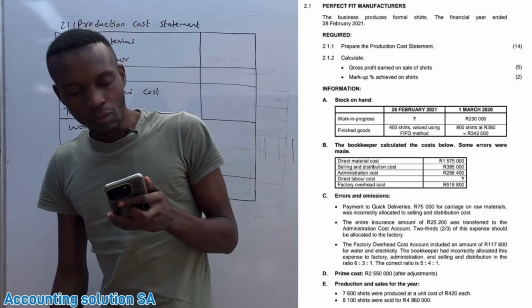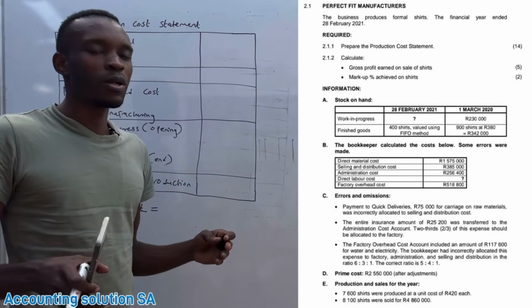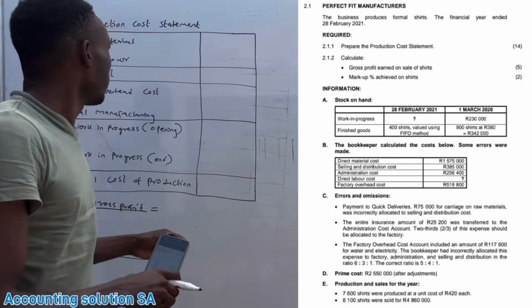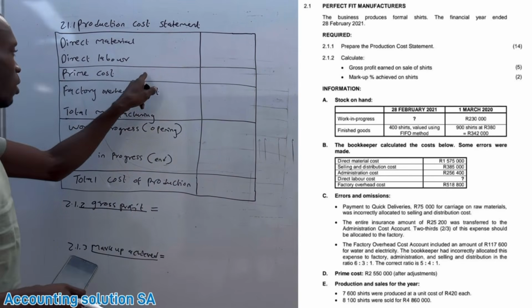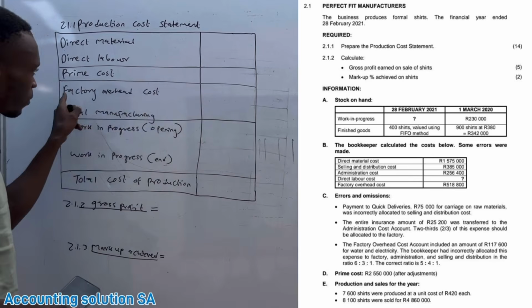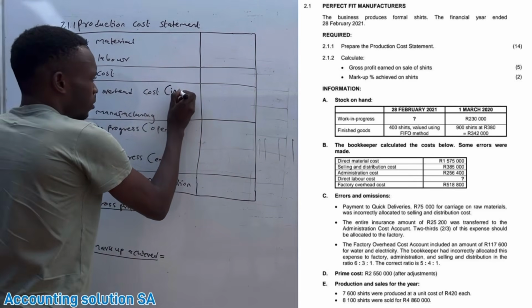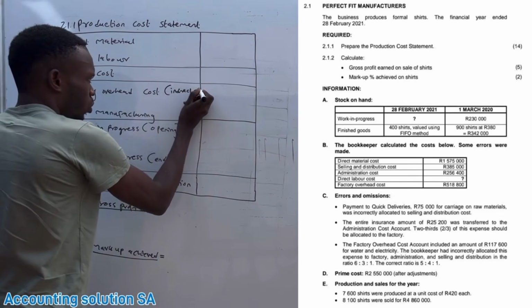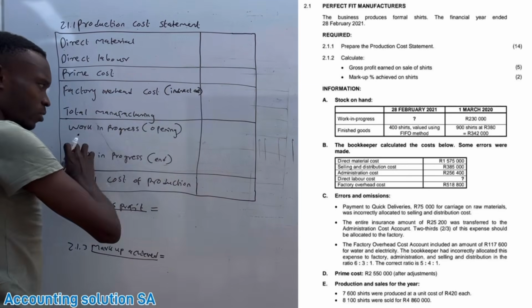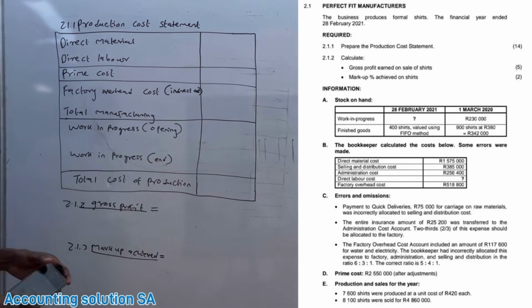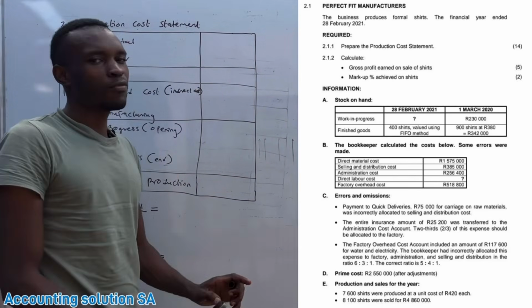When you calculate a production cost statement, guys, know the format like you did when you prepared the income statement and balance sheet. You start with direct material plus direct labor, which is going to give you the prime cost, and you add factory overhead, which we also call indirect cost. When you add this, it's going to give you total manufacturing. You take the opening balance under work in progress, you subtract the balance at the end, then it's going to give you the total cost of production. It's very simple.